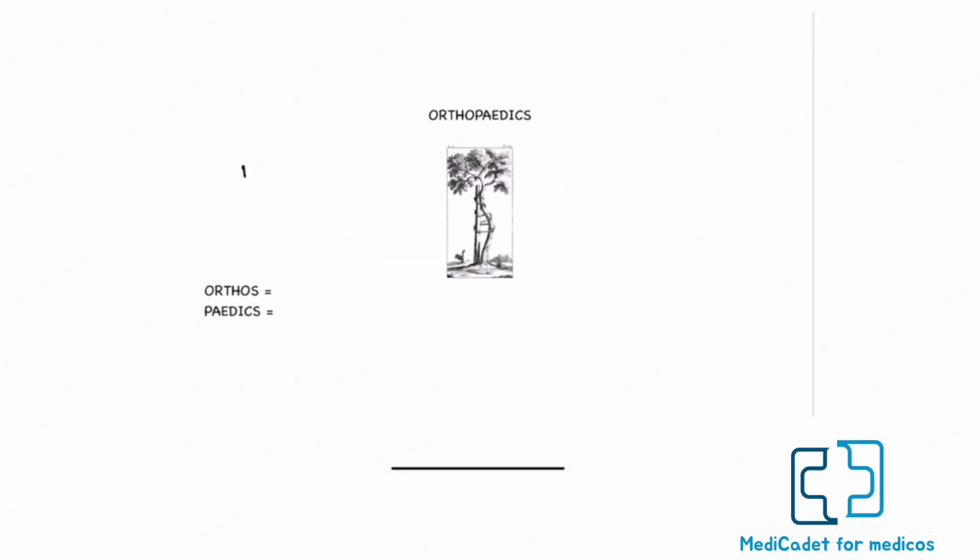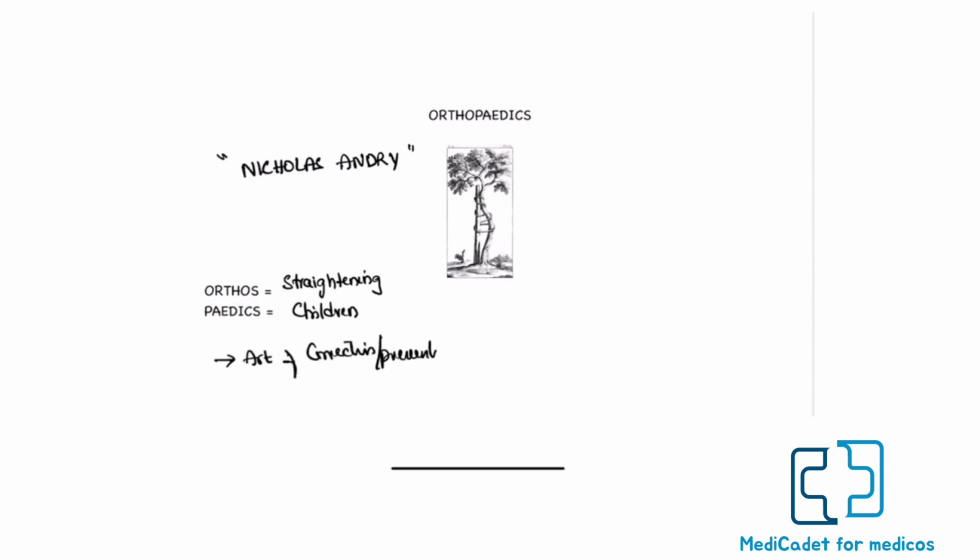This is the term which was coined by Nicholas Andre. So Nicholas Andre is the person who coined the term orthopedics. And what does the term orthopedics mean? Ortho means straightening or correcting, and pedics means children. So he described orthopedics as an art of correction or prevention of deformities in children, right?